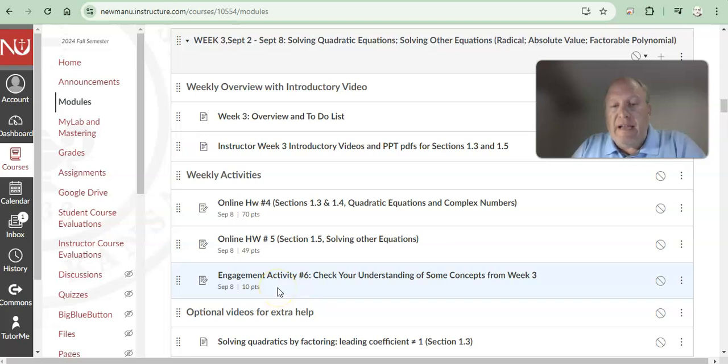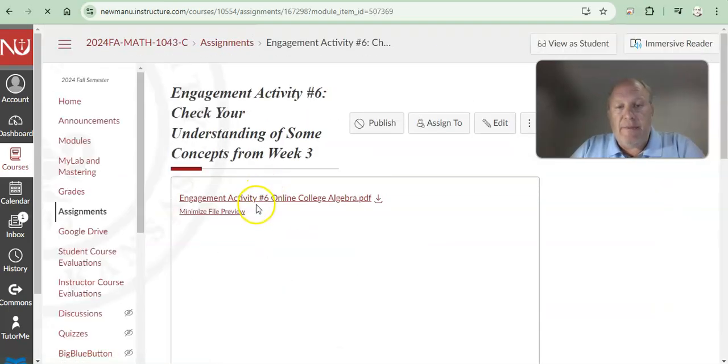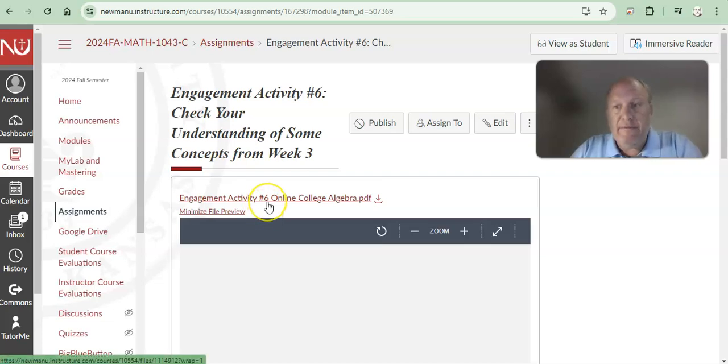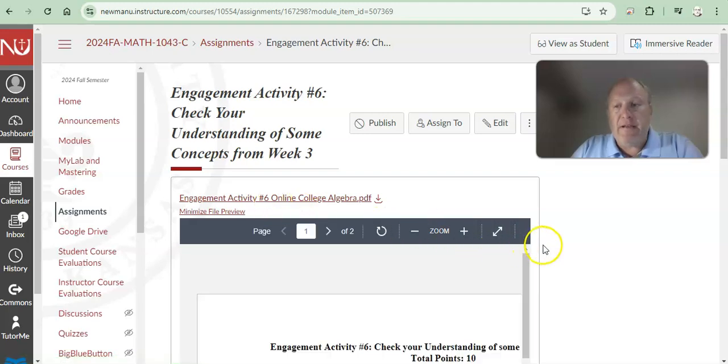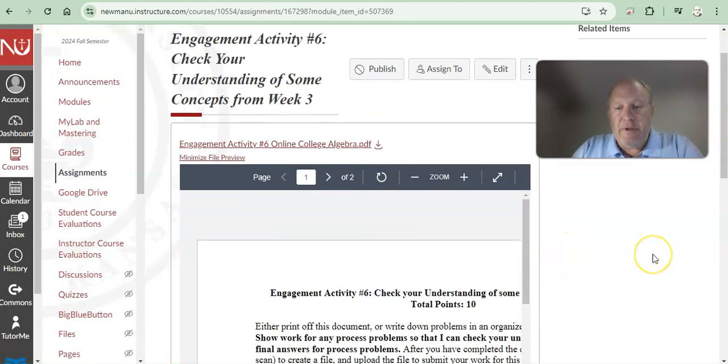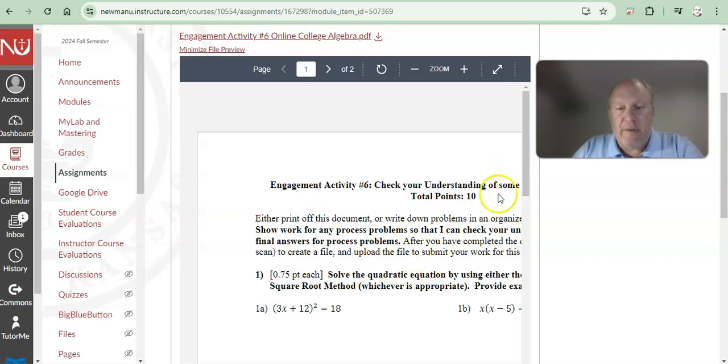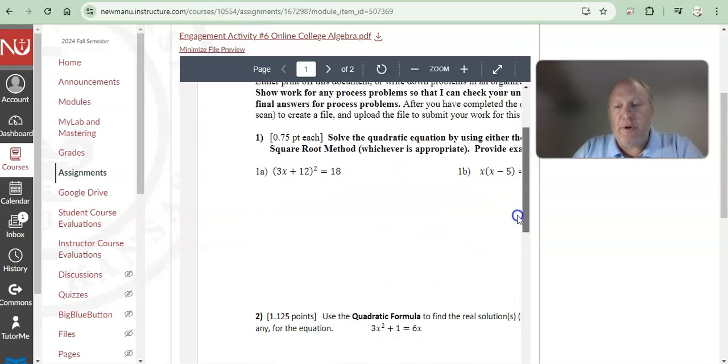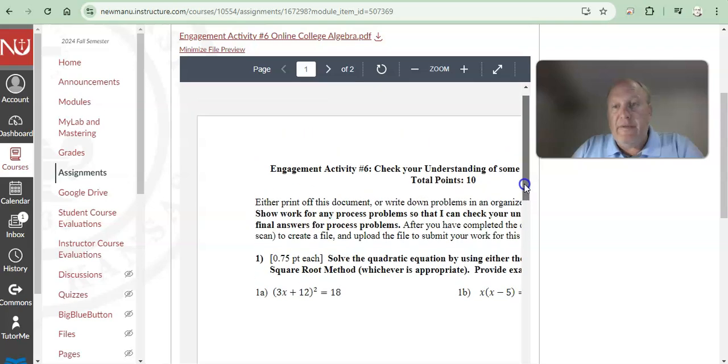Your engagement activity for this week is very important. It's a check for understanding. It's essentially a quiz, and what I need you to do is when you open it up, it'll look like this, and here's a PDF. I need you to print off this PDF or work the problems on paper and send them back to me via email. So they look like this, and here's some directions right up here, but essentially it's like the problems you've been working on. And as you're working on your homework, if you have questions, please reach out and let me know, and I can help you through some of these things.